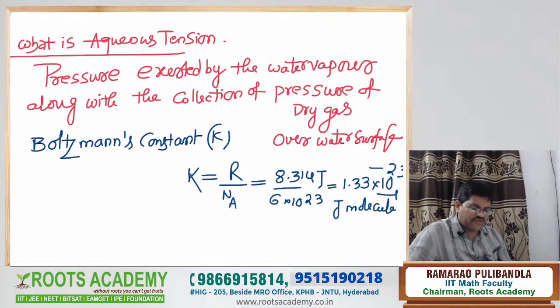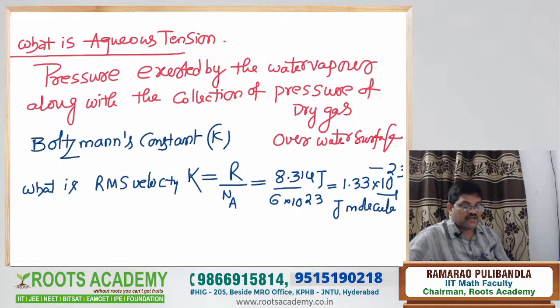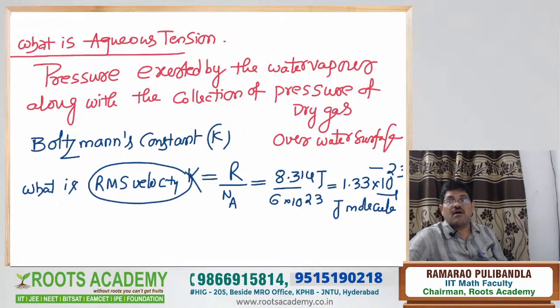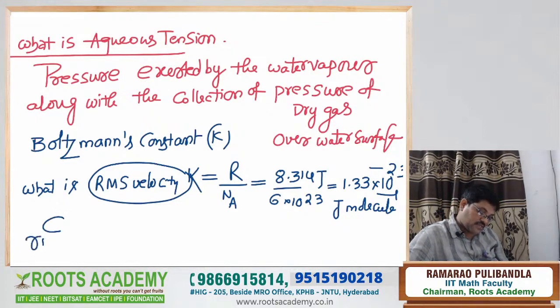The next question is a very easy 2 marks question, not difficult. What is RMS velocity? Simple statement. RMS velocity means root mean square velocity of the gas molecules which move in all directions.